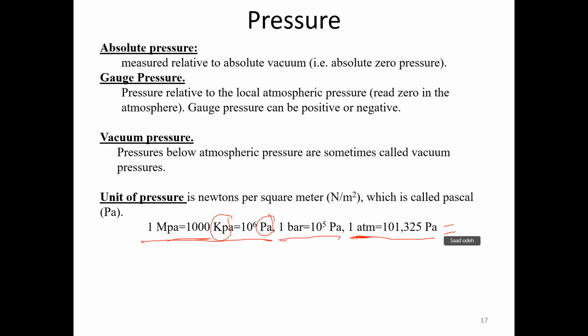It also equals 101.325 kilopascal, if you want to put it in kilopascal. Or 1 bar is equal to 100 kilopascal. Also, you can do it this way.